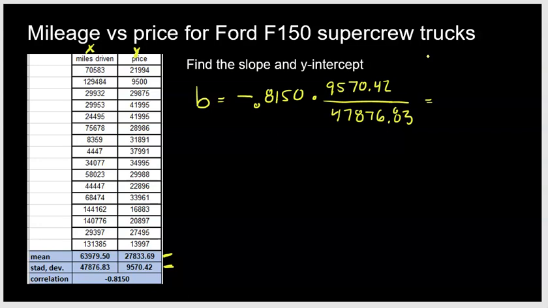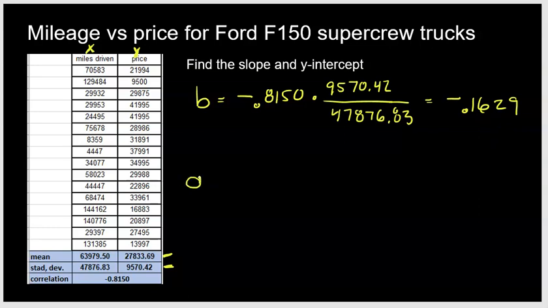All right, so I'm going to go ahead and use my calculator here. If you want to go with me, you can use your calculator, but I mean, come on guys, it's pretty simple math. Take the negative 0.8150 times 9570.42 and divide that by 47876.83, and you get negative 0.1629. Negative 0.1629. And if you remember from previous topics, that is the slope that we were using. I just never told you where it came from.